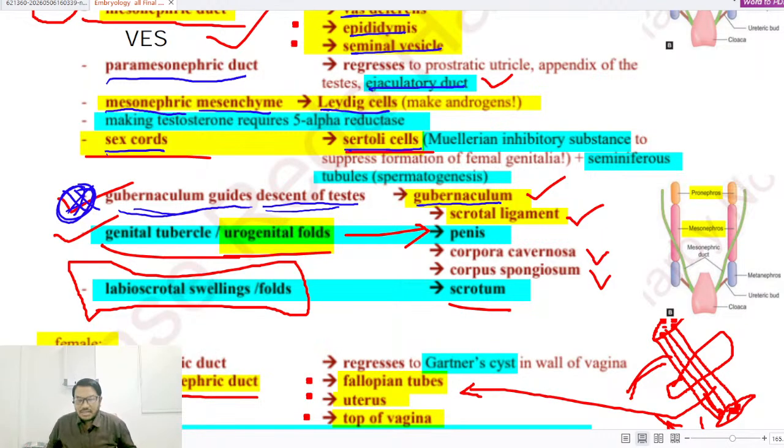Gubernaculum guides descent of testis. Testis remains in the abdomen and with time it descends, and gubernaculum is the part which guides the testis to follow. Okay. And penis develops from urogenital fold. Scrotum from labioscrotal swelling or fold.